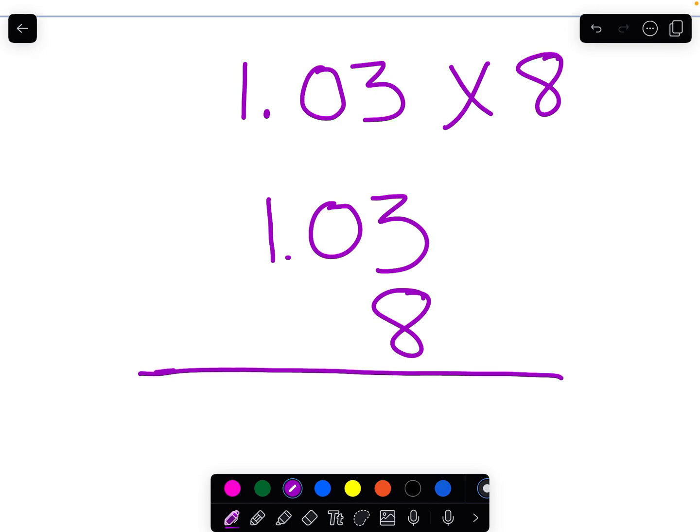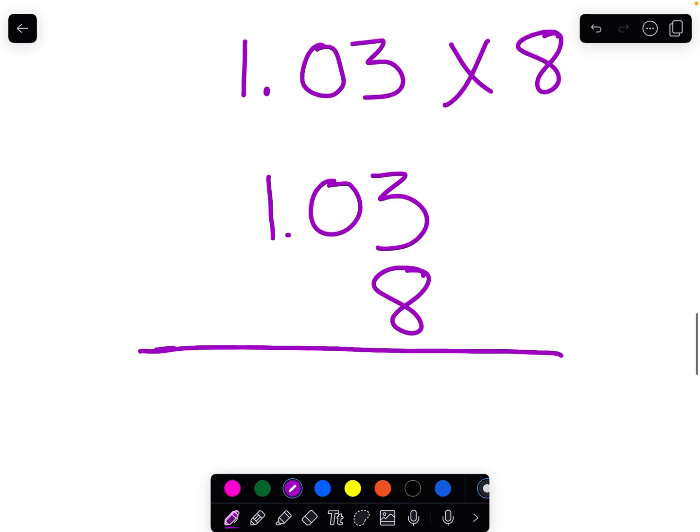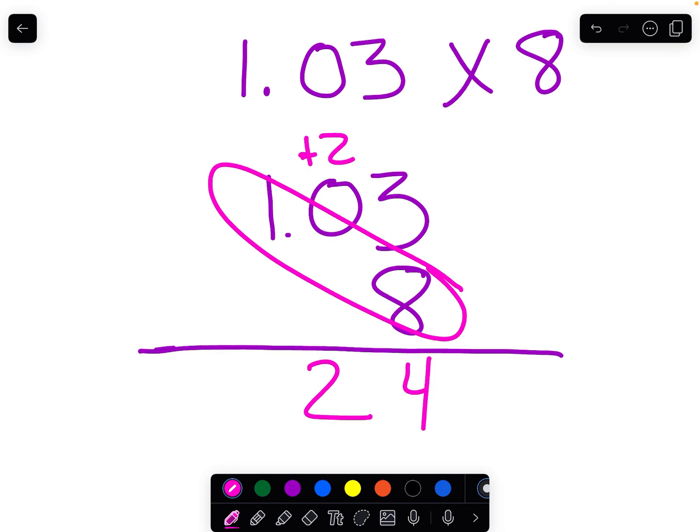And like I said, it doesn't matter which method you use as long as you apply the correct number of decimal digits in your final answer. So let's do this problem out. Well, we've got 8 times 3, that's 24. Carry the 2. 8 times 0 is 0. I add 2. Now 8 times 1, that's 8.